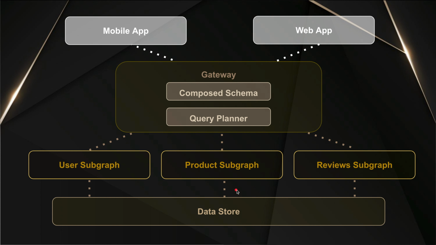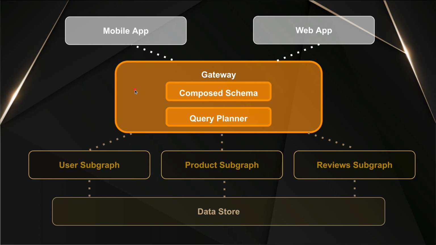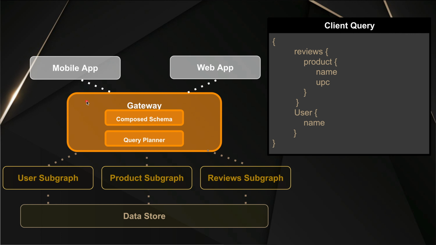Okay, so that's our system. We've spoken a bit about the gateway and mentioned how the gateway has a compose schema, which is a combination of all these subgraph schemas, and the query planner, which splits things up and decides which resolver things go to. So let's look at an example query.